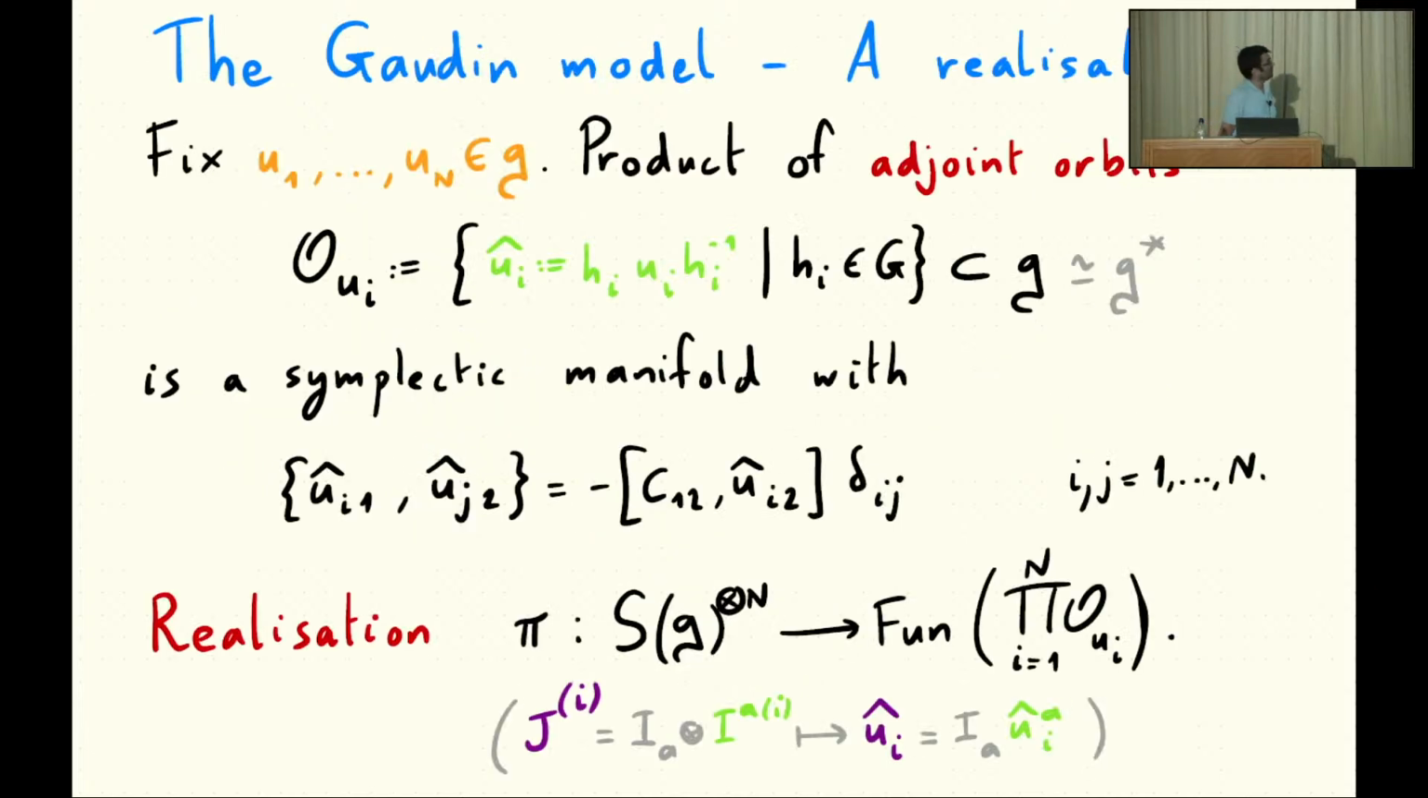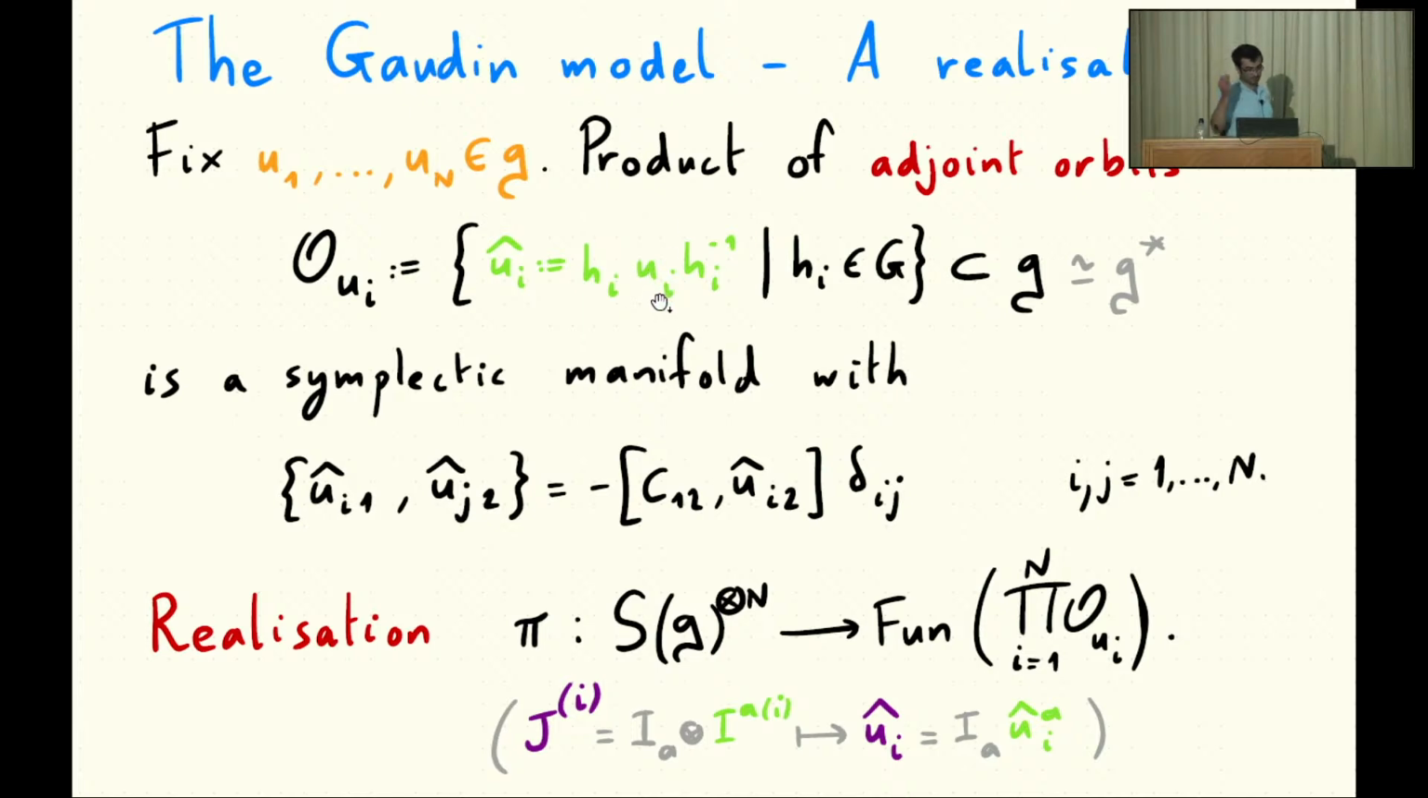To define them, I need to fix some Lie algebra elements u1 up to un. And I'm going to look at the orbits under the adjoint action of these elements in the Lie algebra G. So these are called O_ui, the adjoint orbits. And it turns out that these have a very canonical Poisson structure, or symplectic structure. So these are symplectic manifolds, and the product of these is also a symplectic manifold with this concrete Poisson bracket. So U hat is my notation for points on the orbit. So these are just elements you can obtain by conjugation with some element of G acting on the starting point ui.